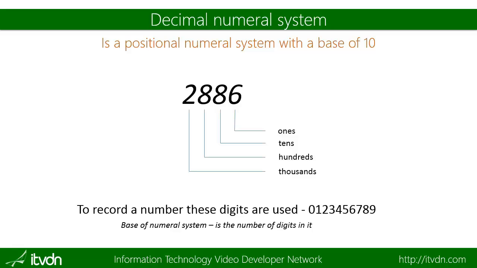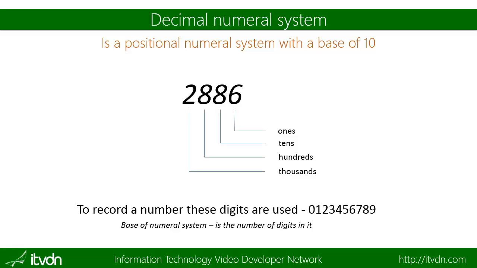The first numeral system we're going to look at is the decimal numeral system. It is also known as the Arabic numeral system or the Hindu Arabic numeral system. It is really not known who actually created it. But anyway, the decimal numeral system is a positional numeral system with a base of 10. By positional numeral system, what I mean is the value of a number depends on its position in the sequence. On this slide, we have 2886 written in the middle of the slide.